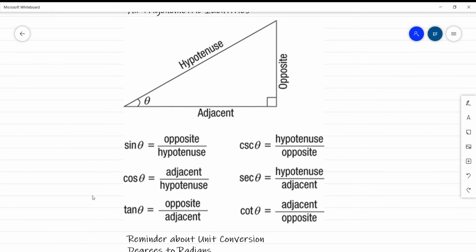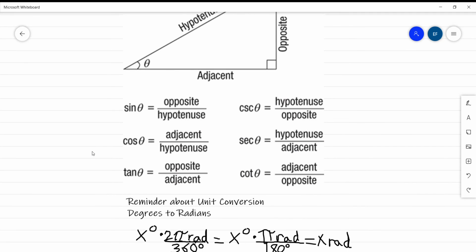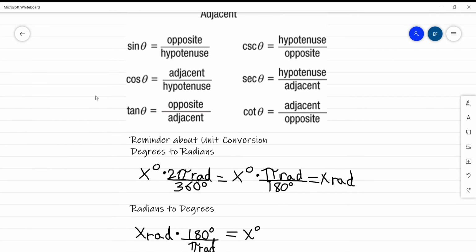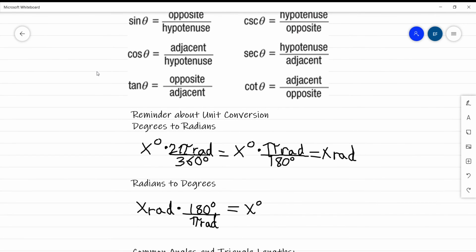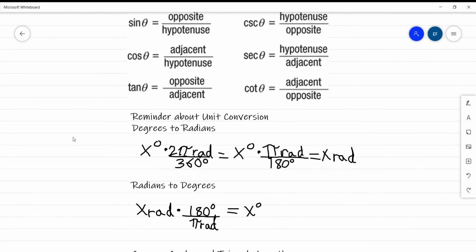So let's test it out with some numbers. But first, a little reminder about degrees and radians. These are both typical measurements of angles. There are 360 degrees in a full circle, or there are 2 pi radians. And a radian is how many times the radius can go around the circle. Fun fact for the definition of pi.